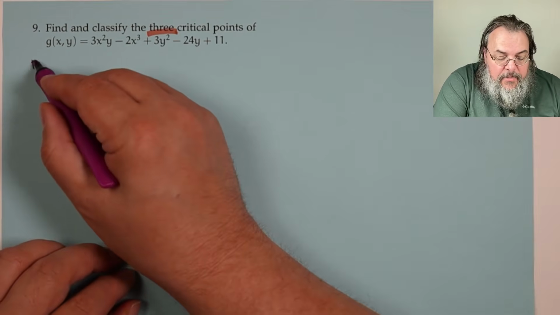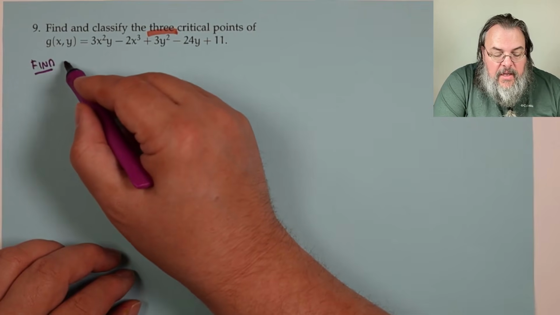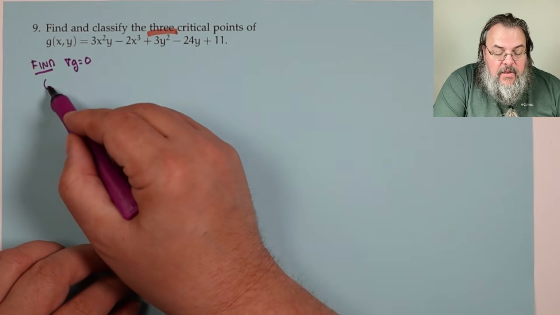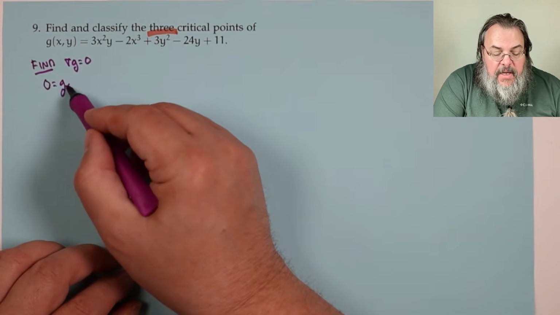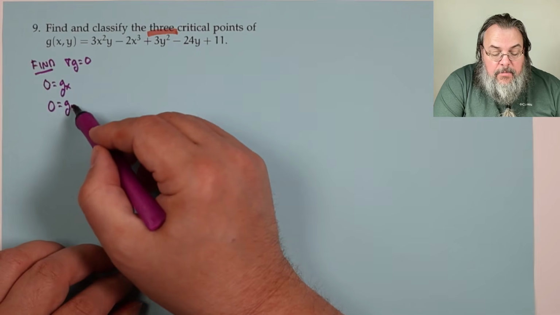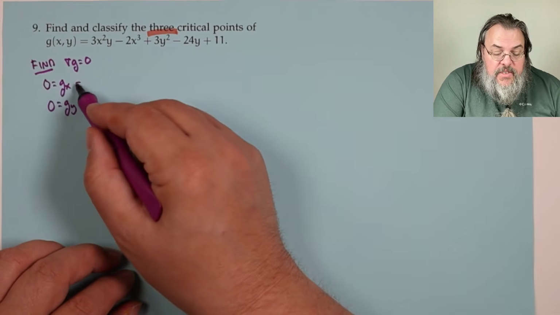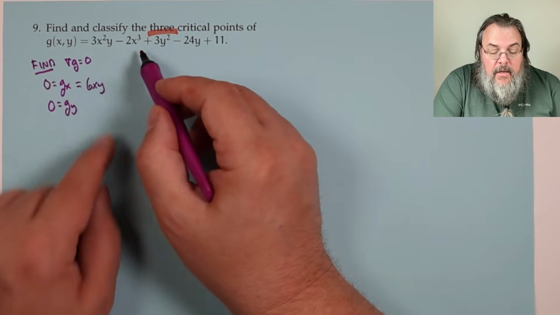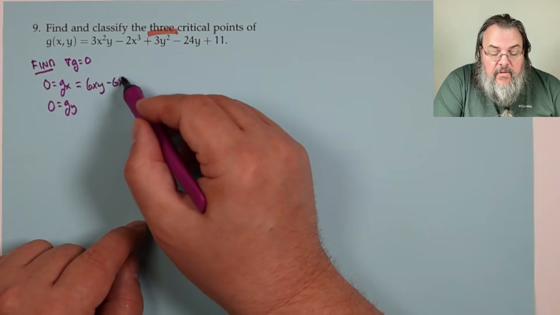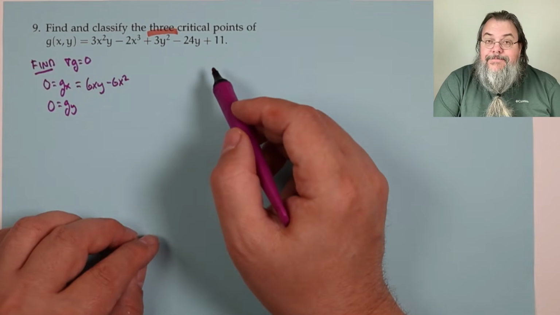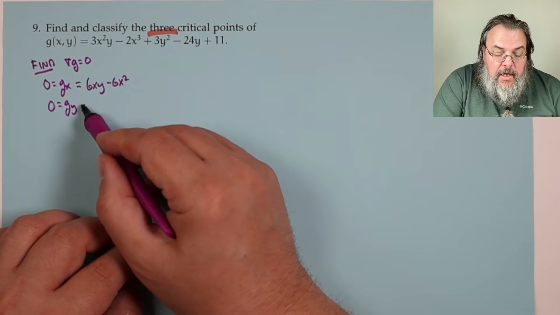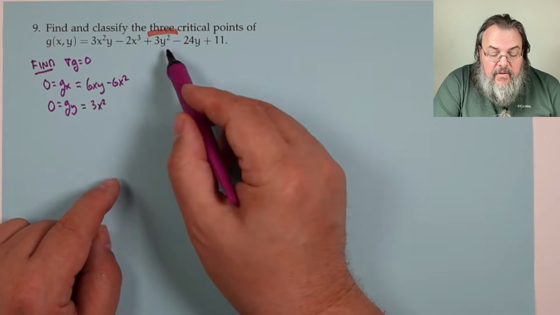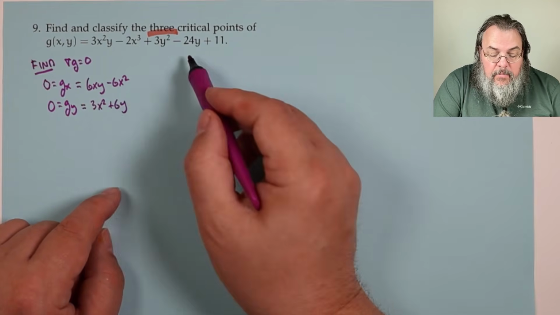For the find process, we need the gradient of g to be 0, which says we need 0 equal to g sub x and 0 equal to g sub y. What is g sub x? Take the derivative with respect to x. We get 6xy minus 6x squared. G sub y: we get 3x squared plus 6y minus 24.